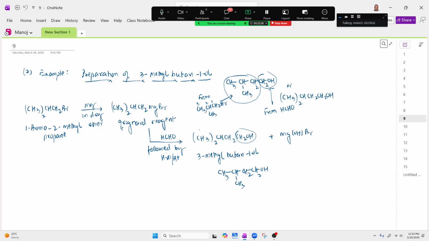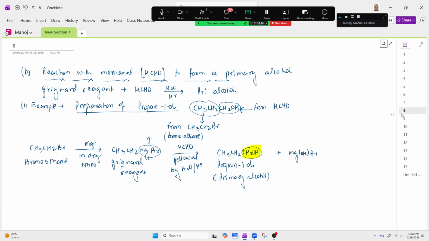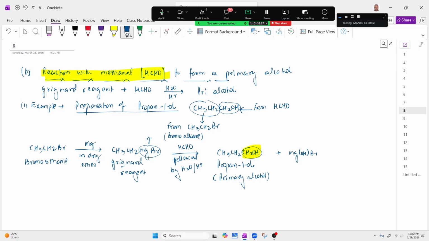Okay, guys, waiting for you if you have any questions for me. So that's the end of our second set of equations. The first set was reaction with CO2. The second reaction shown by Grignard reagent is reaction with methanol. We are specifically talking of methanol to form the primary alcohol.